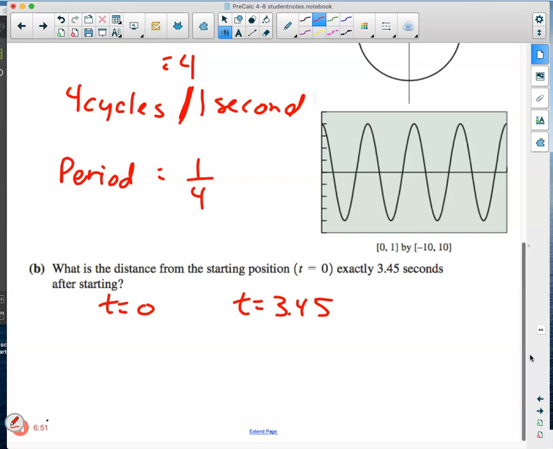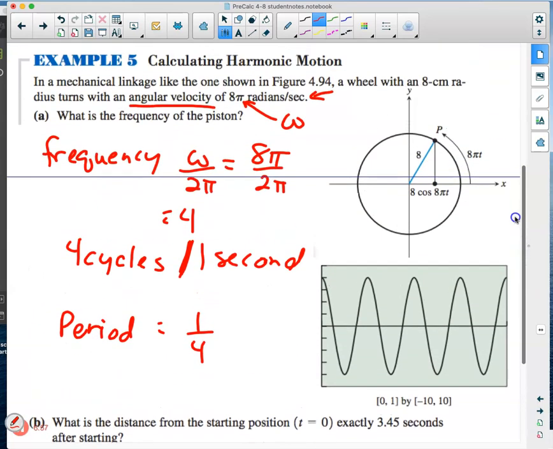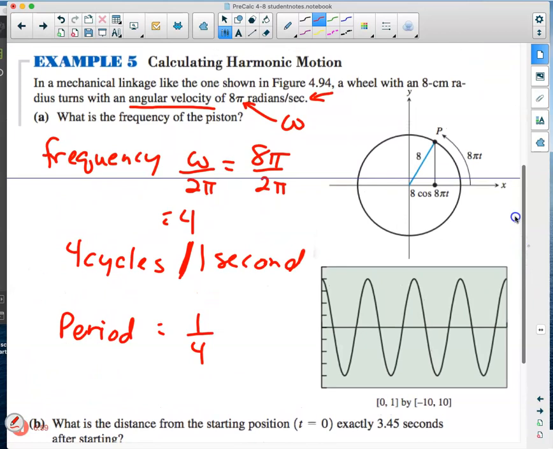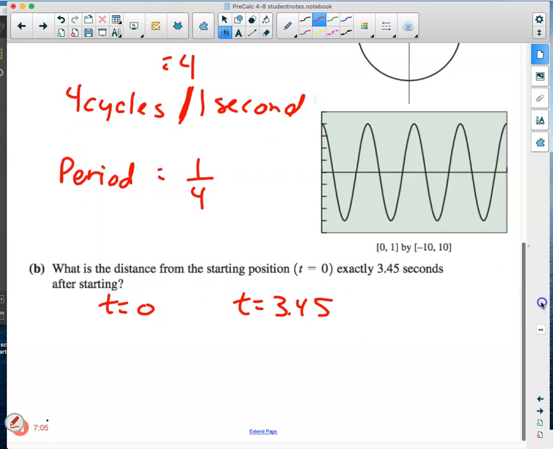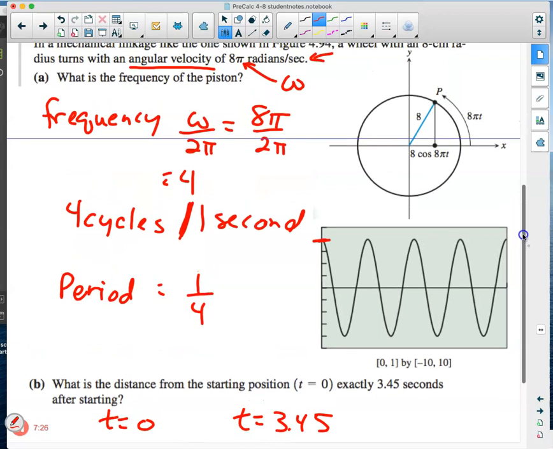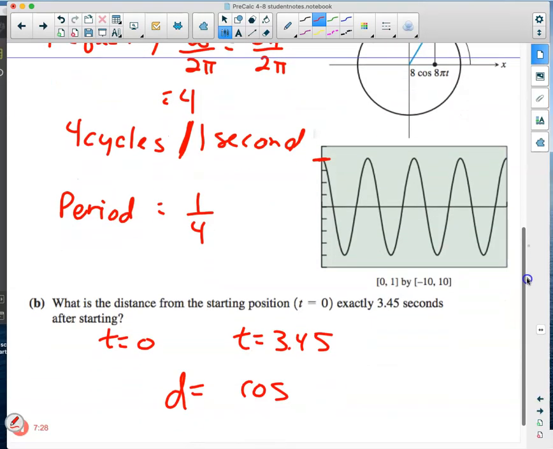So what I need to do is think, I need an equation for this thing. So I go back to all of the information that we had up here for calculating harmonic motion, and we need to figure out which of the formulas we would want to use. I'm looking at the graph and I see it starts high, and I think, well, that would definitely be cosine. So our directed distance d will equal, and then I remember the a that was in front was supposed to be the radius. And how lucky for us, we have a picture of the circle up here that shows us that the radius is 8.